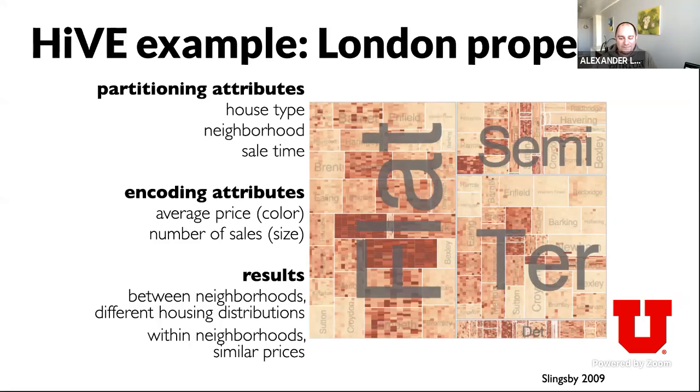So this here is a housing data set of London property. You have the top level categorization here, which is the housing type.